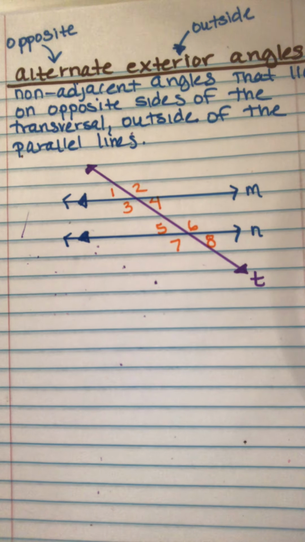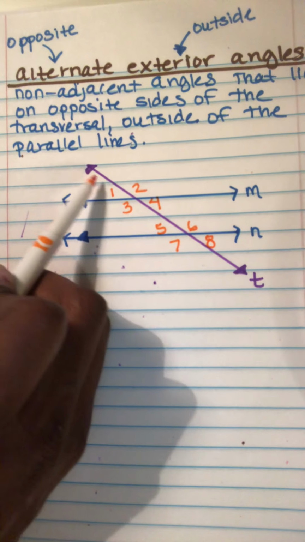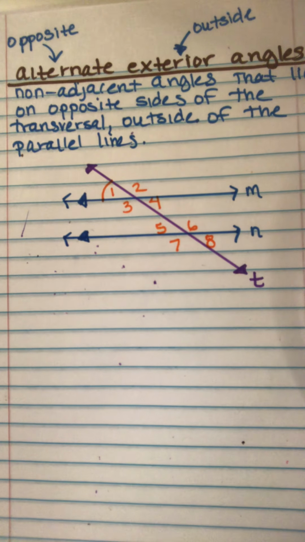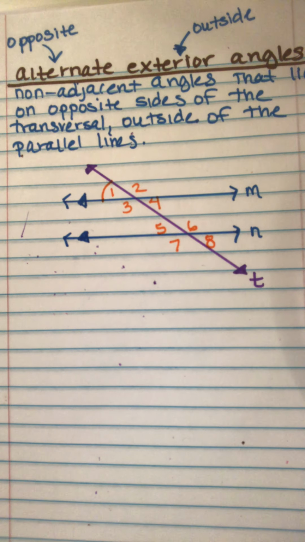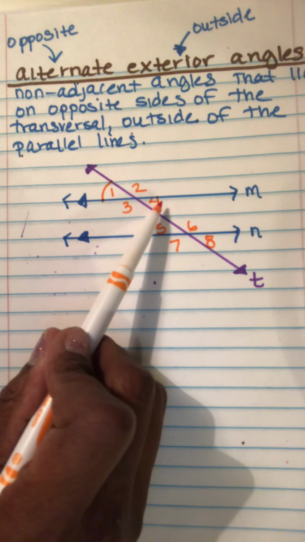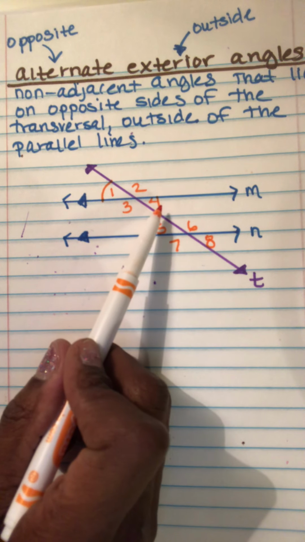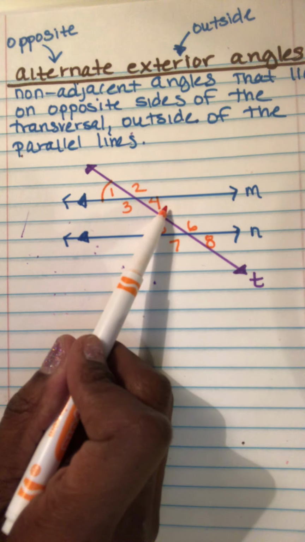Okay, so if we're looking at alternate exterior angles, opposite angles that are outside, all right? So non-adjacent angles that are on opposite sides of the transversal. So here's the transversal right here, the purple line. If I look at angle 1, and I ask, what angle is on the opposite side of angle 1? You might say 4 is on the opposite side, and you wouldn't be wrong. But we're looking for a non-adjacent angle. So 1 and 4 are next to each other, so this can't be it.